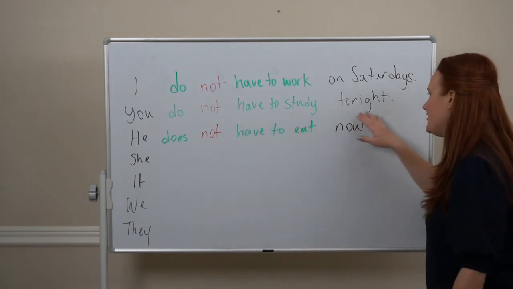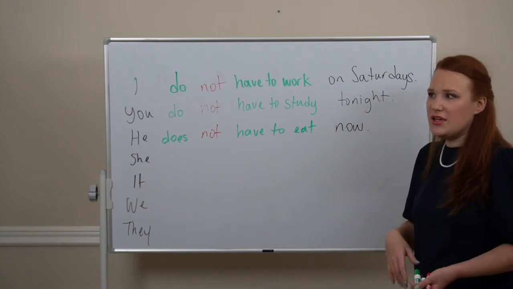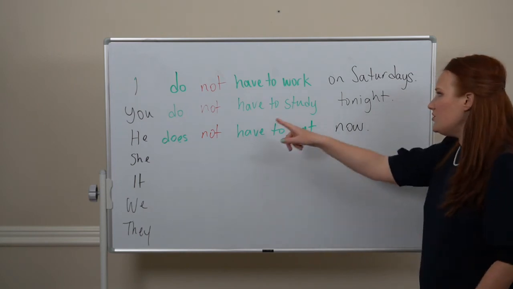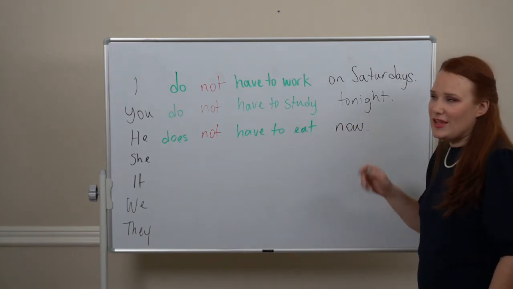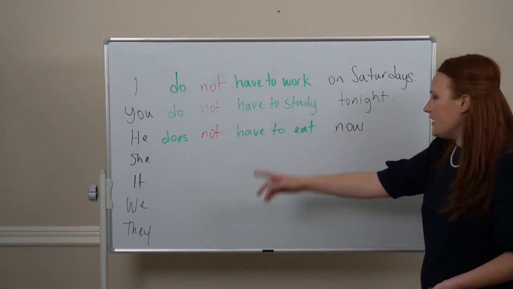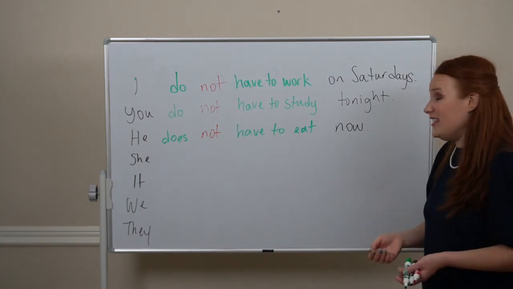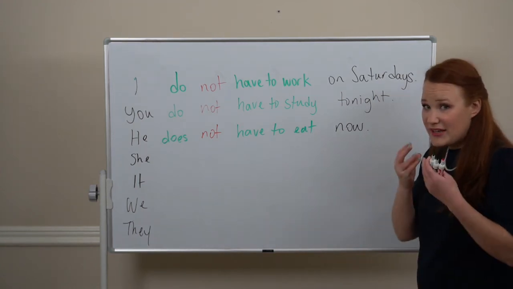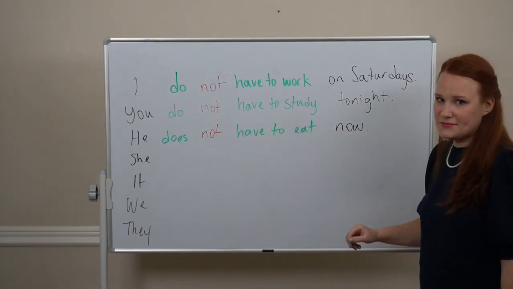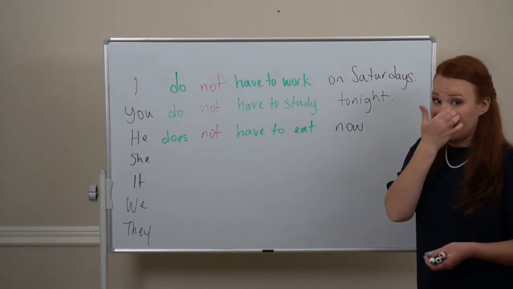Or you do not have to study tonight. You don't have a test tomorrow. Maybe there's a test in 3 weeks. So you don't have to study tonight. Maybe next week you're going to have to study. Or he does not have to eat now. He just ate. He isn't hungry. He can eat. He can have some pizza, but he doesn't have to eat right now. So something is optional if you don't have to or doesn't have to.